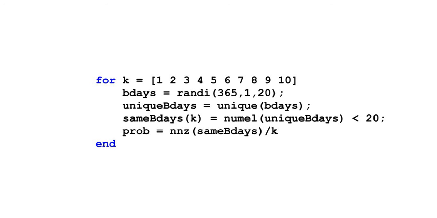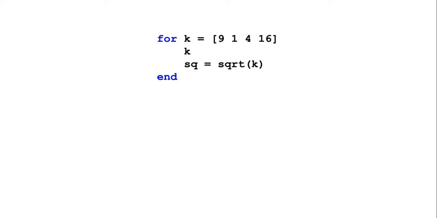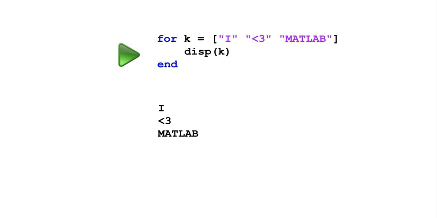Now, does this mean k can be any vector? Yes, it does. Let's look at another example. If we want the loop variable to be 9, 1, 4, and then 16, well, just give it that vector. k will take on each value in order as the loop is repeated 4 times. The vector doesn't even need to be numbers.